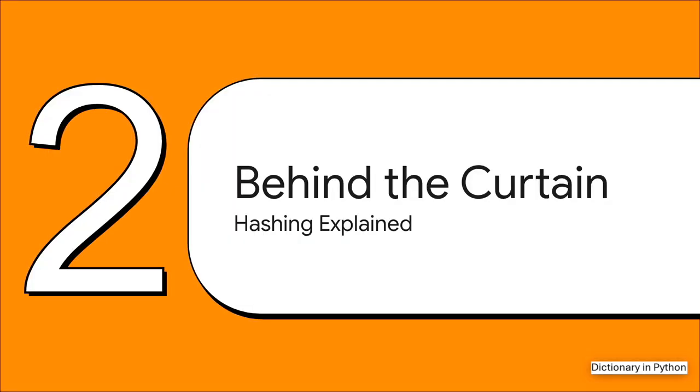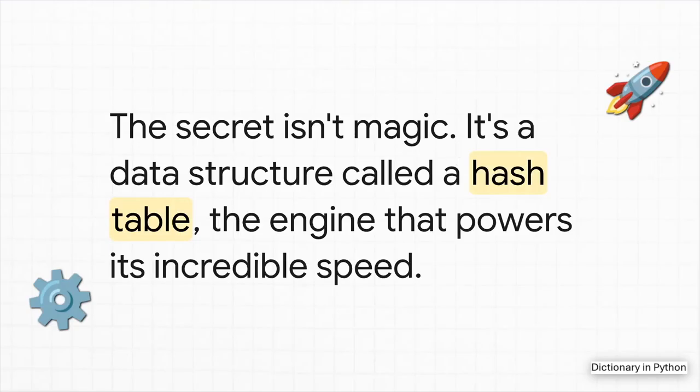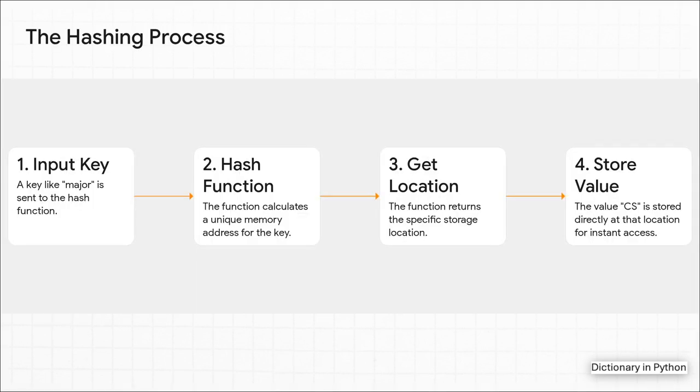Okay, so it's time to go behind the curtain. Because the magic, well, it isn't really magic at all. It's just a really, really brilliant piece of computer science. The dictionary's real secret weapon is a data structure called a hash table. This is the engine that's powering that incredible speed. Instead of storing things in a long line, a hash table organizes them in a way that makes finding things almost immediate.